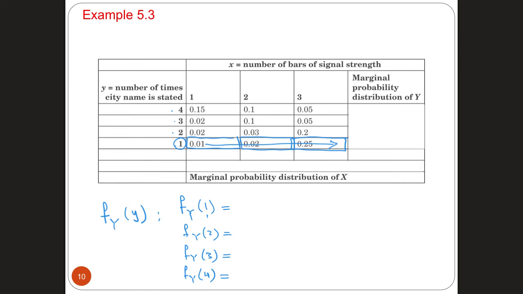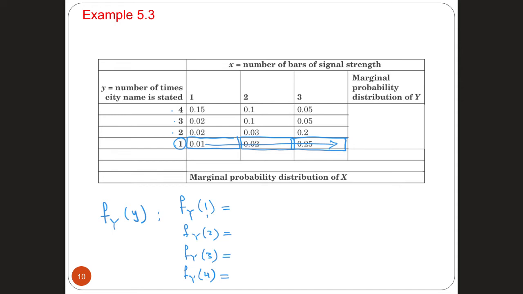It cannot be that y is equal to 1 and x is equal to 1 occurring with y equals 1 and x equals 2. It's either y equals 1 and x equals 1, or y equals 1 and x equals 2, or y equals 1 and x equals 3. So these are all the possibilities for y to be equal to 1, and they are mutually exclusive, they cannot happen together. So the probability that y is equal to 1 is the sum of those probabilities. So you add those values to get the probability, f_Y of 1.